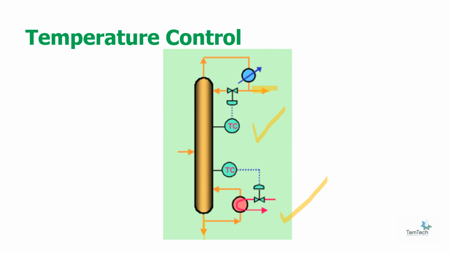And also, if you want to control the temperature in the distillation column, you could use the reboiler steam, its hot utility, to manipulate this temperature, or you could use, in general, the reflux stream to control the top side of the distillation column.